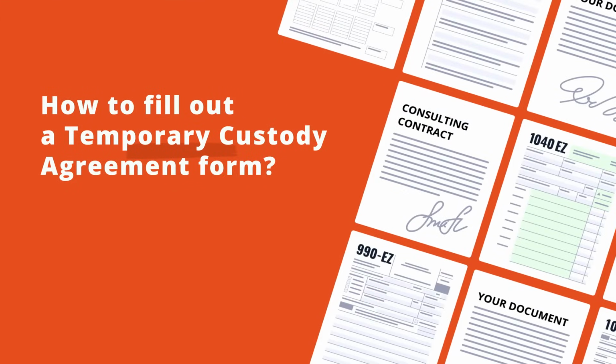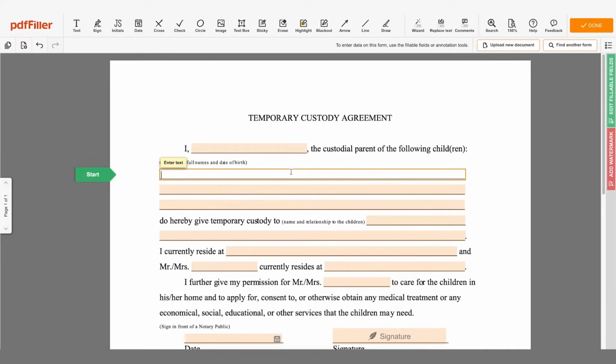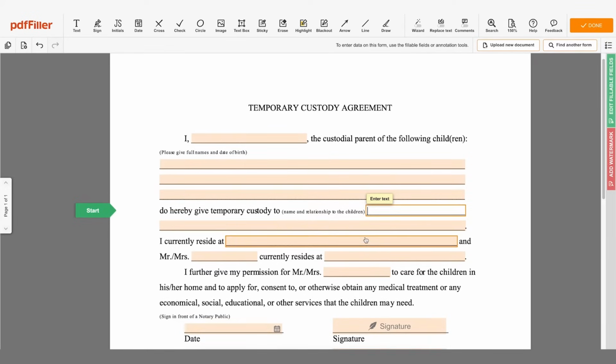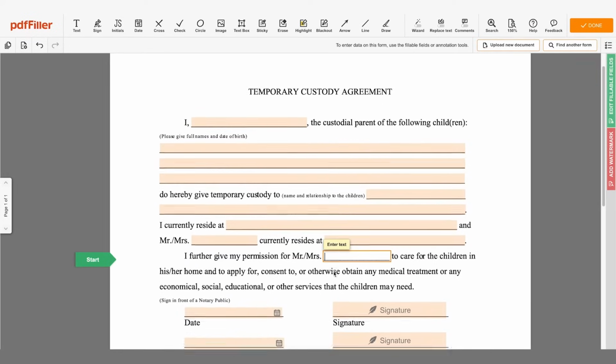complete online. This agreement consists of one page and only requires you to fill out a few fields. Begin by writing your full name and designating your child or children's full names and birth dates below. Next, name the person that is granted guardianship rights and write the relationship to the child or children. After that, indicate your and your children's guardians' addresses.